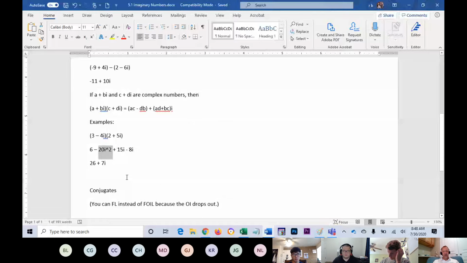Does that make more sense? I like the way Cassie did it. Especially, don't I give you enough stupid formulas to memorize? You don't need to worry about that one. The main thing is just remember that i squared is -1, and so whatever this is, you're going to change the sign. Okay?